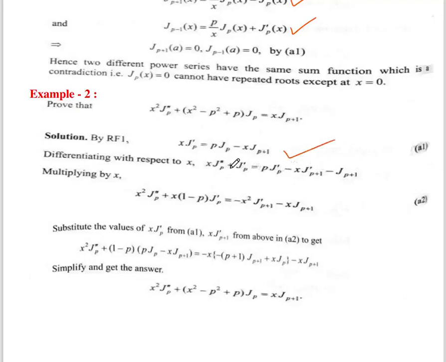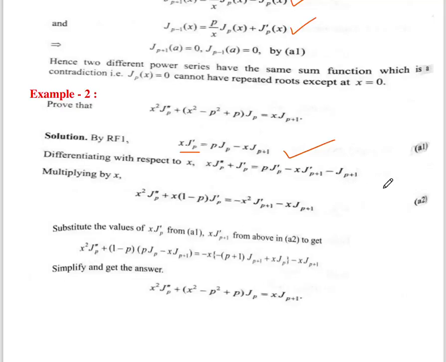So we will differentiate with respect to x. Here we will apply the product rule: first function into the derivative of the second function, that is J''p, plus second function into the derivative of the first function, that is J'p into 1, equals the derivative of this term, that is p is constant, J'p, minus, again here we will apply the product rule: first function into derivative of second function plus second function into derivative of first function.